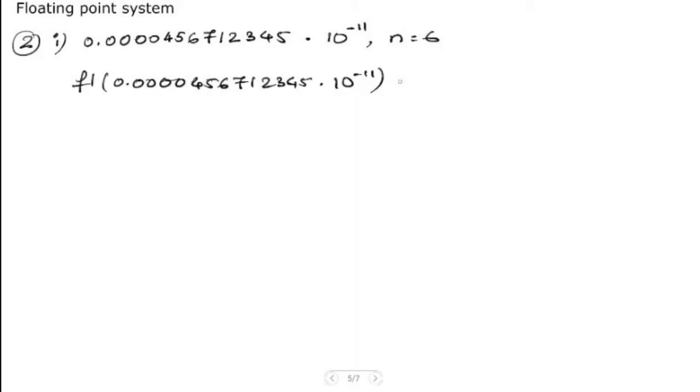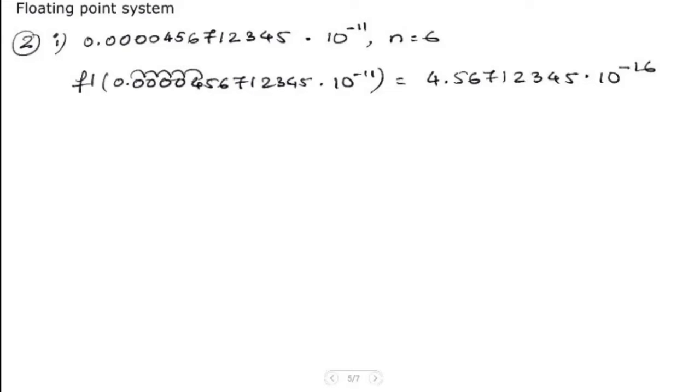So this in the floating point format will be 4 point. So we have one non-zero digit in front, and then the rest, so 5, 6, 7, 1, 2, 3, 4, 5 times 10 to the power, since the decimal has moved 1, 2, 3, 4, and 5 steps. So we have 10 to the power minus 16 now.